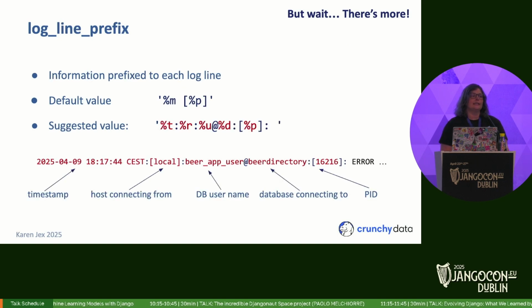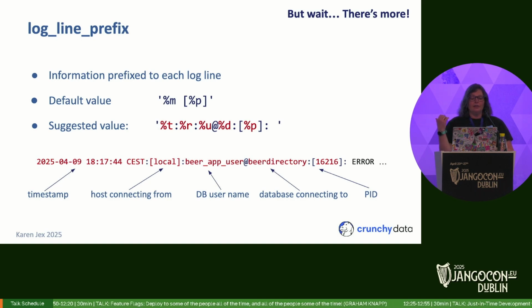And the second is log_line_prefix. This is a string that's added to the beginning of each Postgres log line that tells you things about who, what, why, when, etc., about that particular error message or message. By default, you just get the timestamp and the process ID, but you can include as much information as you like. You've got all sorts of different fields you can add, and you can include any text you want.